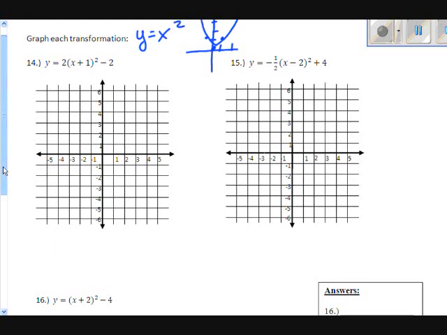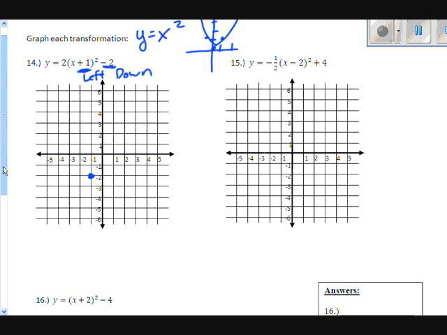So if I look at this one, when I add to the x, that moves us to the left that many units. When I subtract from the outside, it moves me down that many units. So that means I'm going to go to the left 1, down 2. So that means I'm going to start here. So that's where my vertex is.